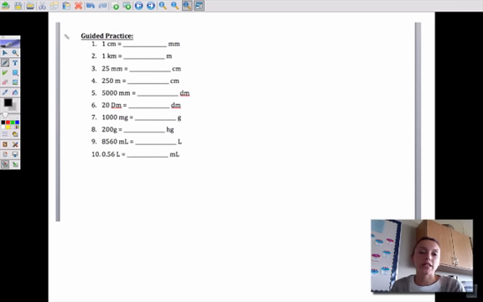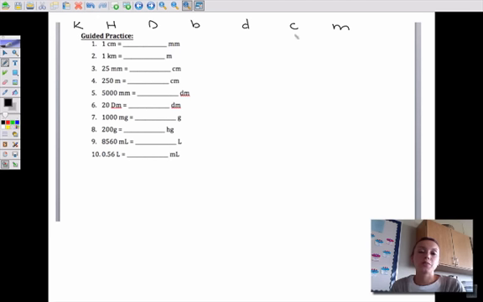So for guided practice, and for ease's sake, so I don't have to switch in between slides, I'm going to rewrite the metric prefixes up here. I'm going to do the first 5 with you, and then you need to do the last 5 by yourselves. So for our first problem, we want to go from 1 centimeter and turn it into meters.